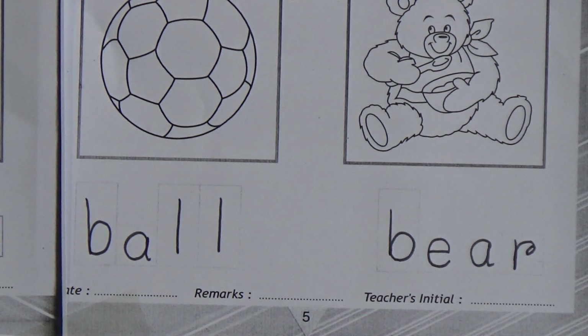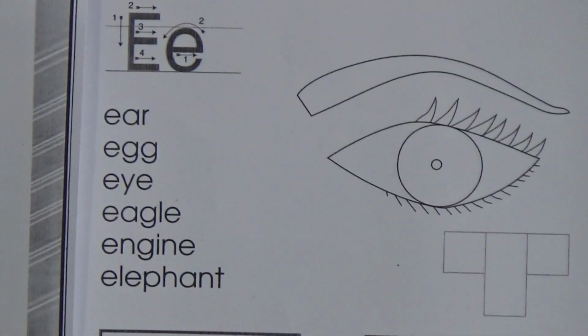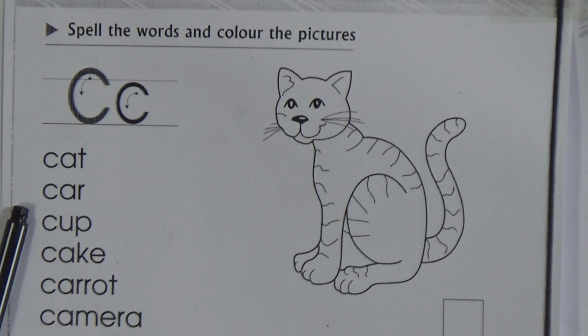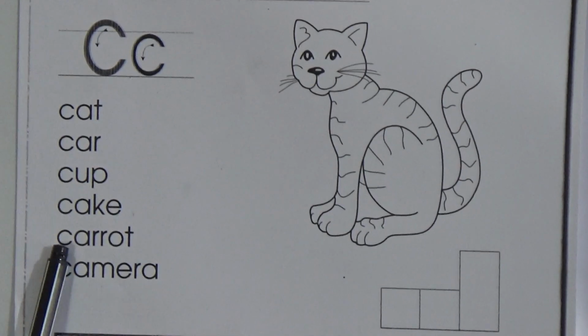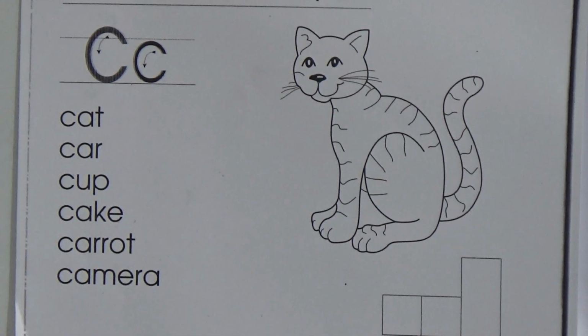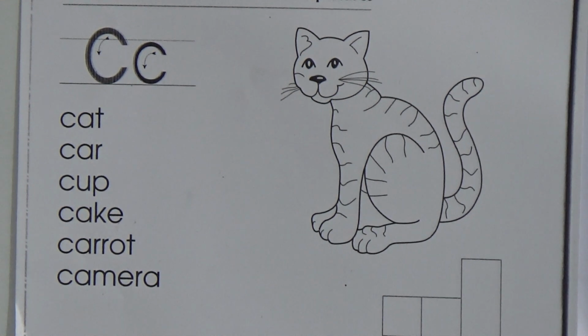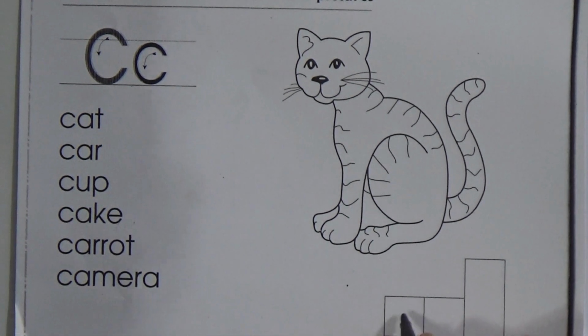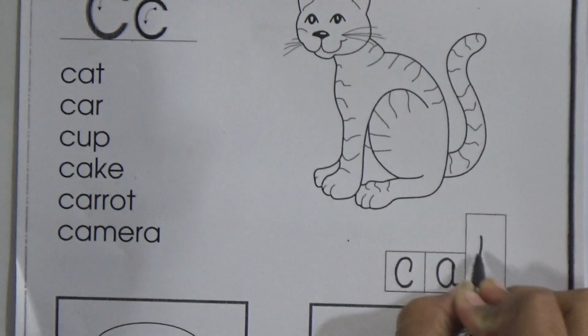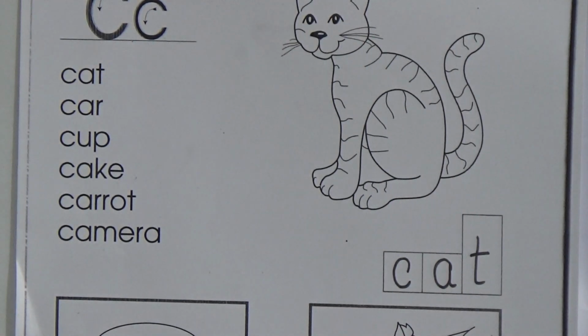Now come here. This is page number 6. Now we will read the words that start with C. C for cat, car, cup, cake, carrot, and camera. So at first look at the picture. What is this? This is the picture of a cat. C-A-T, cat.